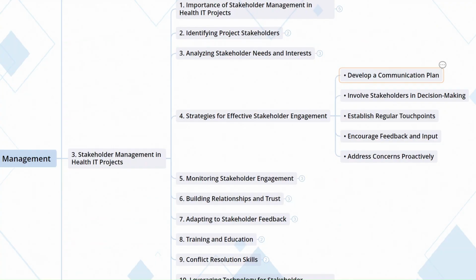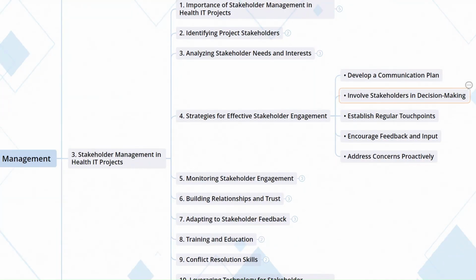Firstly, developing a communication plan. A clear communication plan outlines how and when stakeholders will receive project updates, information, and feedback opportunities. Tailoring communications based on stakeholder preferences and needs fosters better engagement.